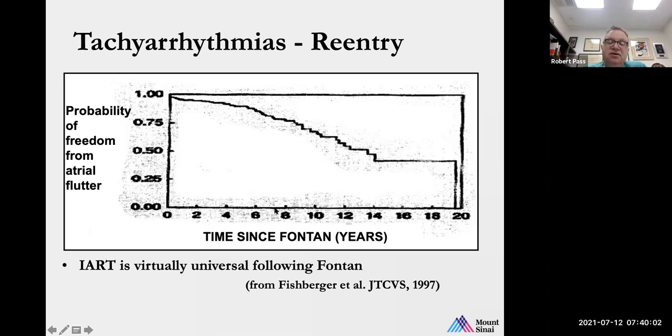Now, this was in an era when a lot of the patients still had old style RA to PA anastomosis Fontans. But I think that probably if you added another 10 years to this chart, it would still look pretty much the same with present day Fontans.